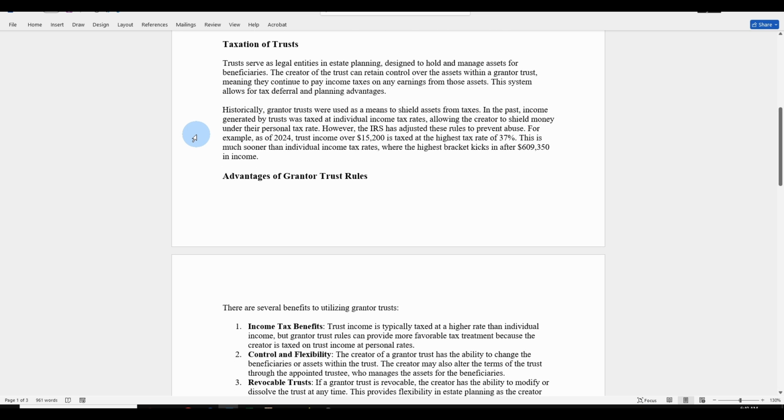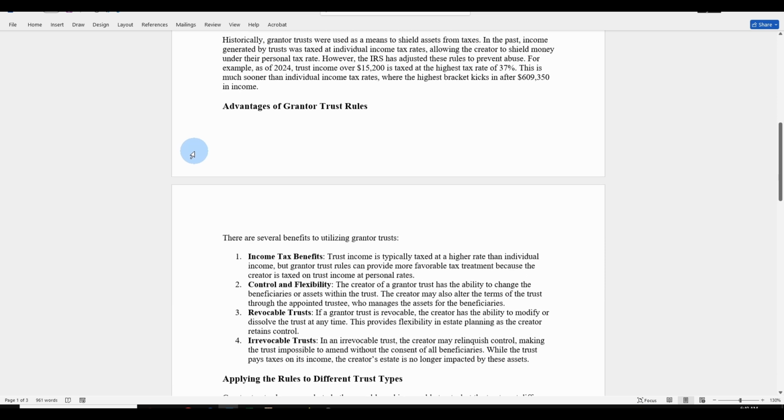Historically, grantor trusts were used as a means to shield assets from taxes. In the past, income generated by trusts was taxed at individual income tax rates, allowing the creator to shield money under the personal tax rate. However, the IRS has adjusted these rules to prevent abuse. For example, as of 2024, trust income over $15,200 is taxed at the highest tax rate of 37%. This is much sooner than individual income tax rates, where the highest bracket kicks in after $609,000 in income.